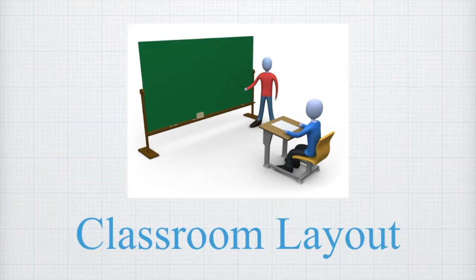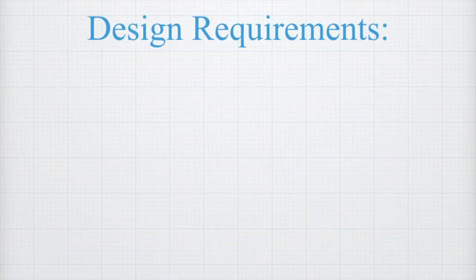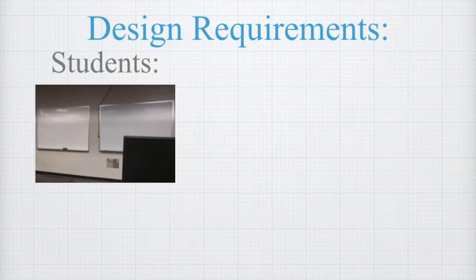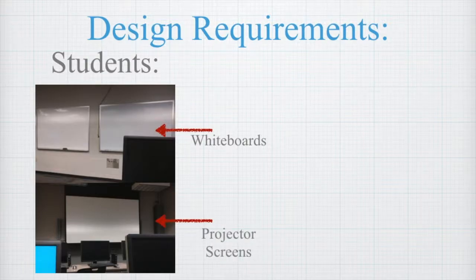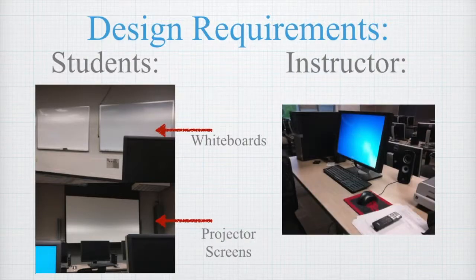No matter how a classroom is set up, there are basic design requirements that must be met. For students, they must be able to see the instructor and any whiteboards or projector screens utilized during class. For the instructors, they must be able to access the controls for the light, sound, and projector. Additionally, the instructors must be able to view students' desktops and be able to move around the classroom effectively.